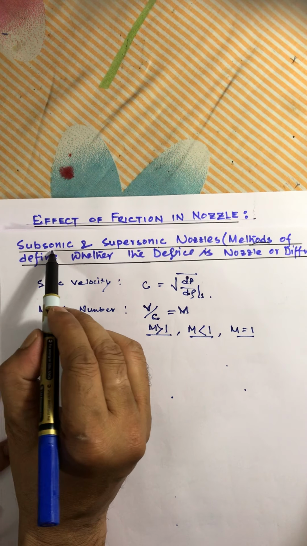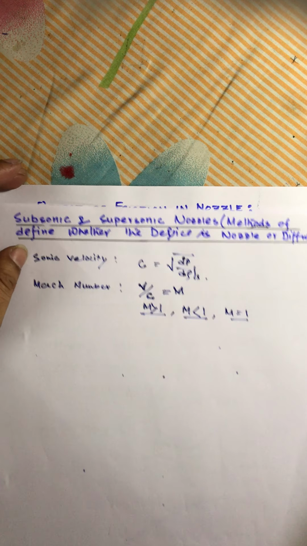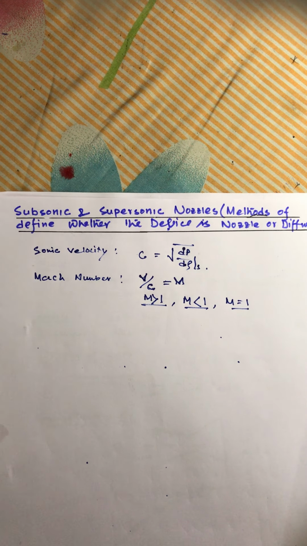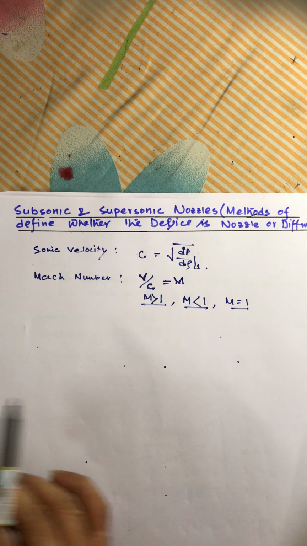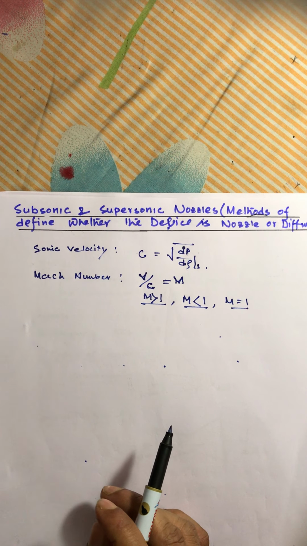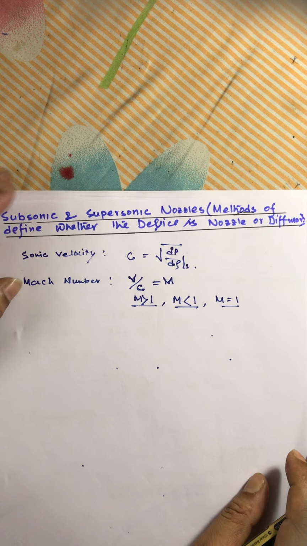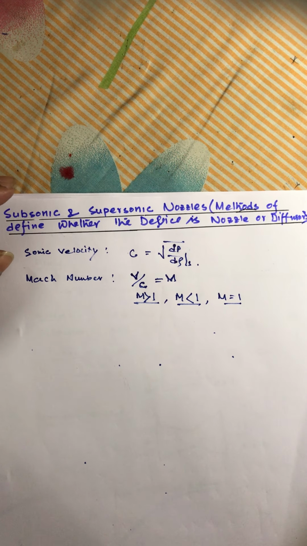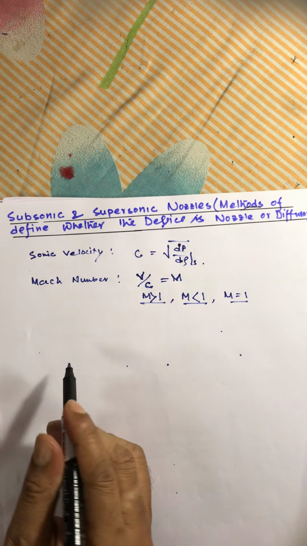Now, start this topic, subsonic and supersonic nozzle. That means the method to define whether the device is a nozzle or diffuser. As I have told before, the same device can act as a nozzle or diffuser, that depends on the condition of the gases or steam or fluid.